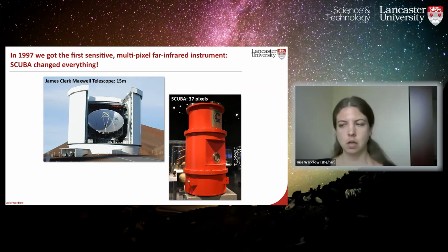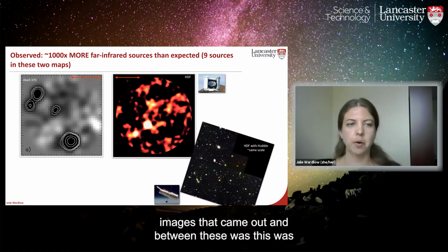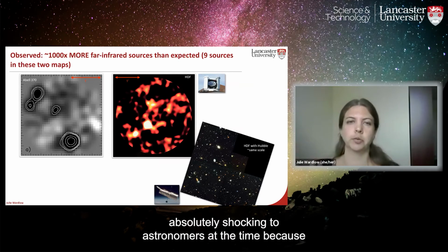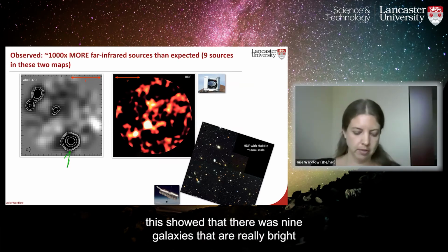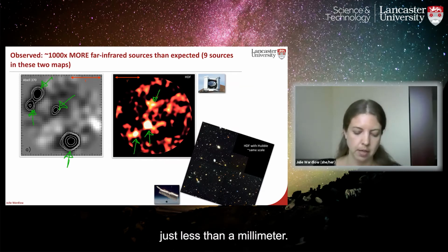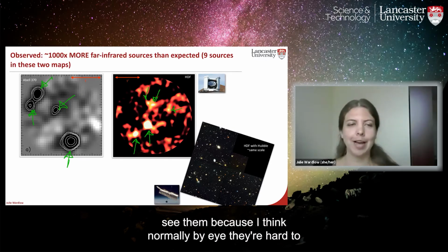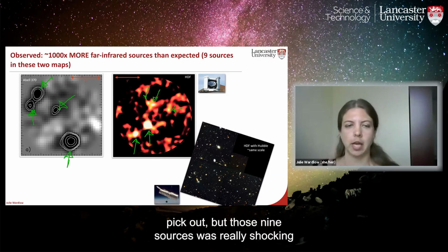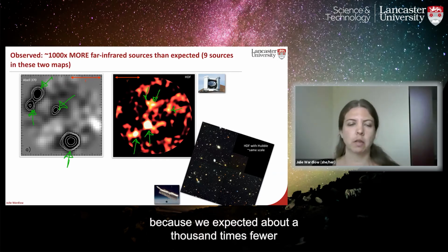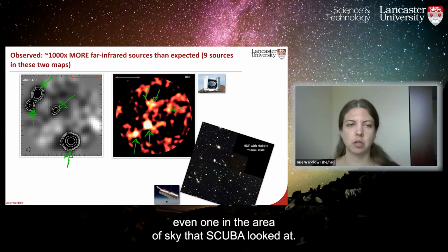So these on the top are two of the first Scuba data sets, or Scuba images, that came out. And this was absolutely shocking to astronomers at the time, because this showed that there's 9 galaxies that are really bright in the far infrared, or in the submillimetre, we call it, because it's submillimetre wavelengths, just less than millimetre. So I'm just putting arrows on those 9 sources so you can see them, because normally by eye they're hard to pick out. But those 9 sources were really shocking, because we expected about 1,000 times fewer than that. Because if you look at how many of these very bright infrared galaxies there are locally, you wouldn't expect even 1 in the area of sky that Scuba looked at.